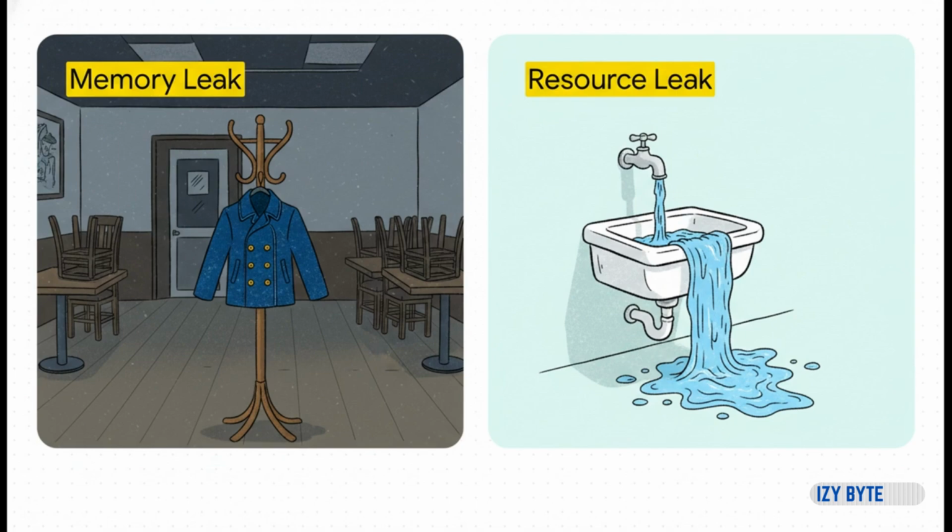Then on the other hand, you have a resource leak. This is the running tap. This is where you've used a system resource, like opening a file or a network connection, and you just walked away without turning it off. It's just wasting system power, drip by drip. And trust me, both of these will eventually bring your beautiful app to a grinding halt.